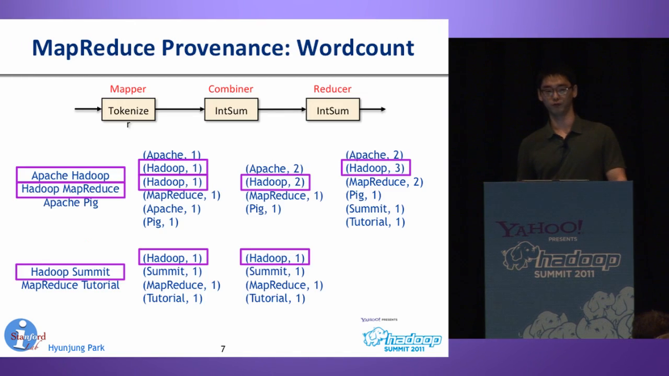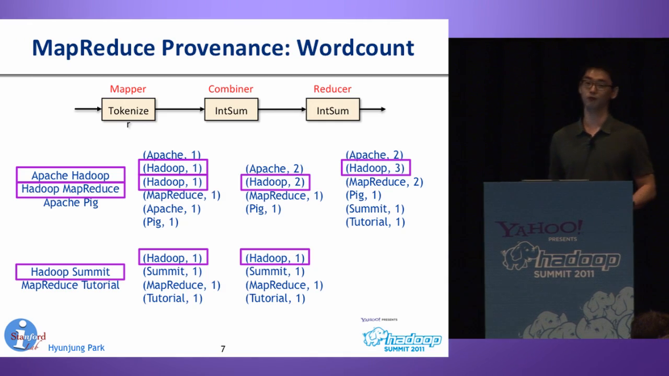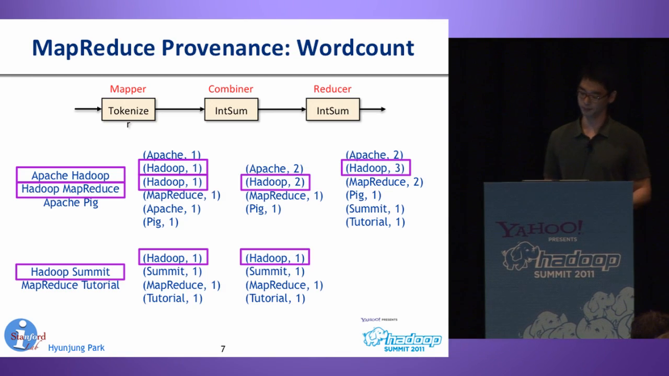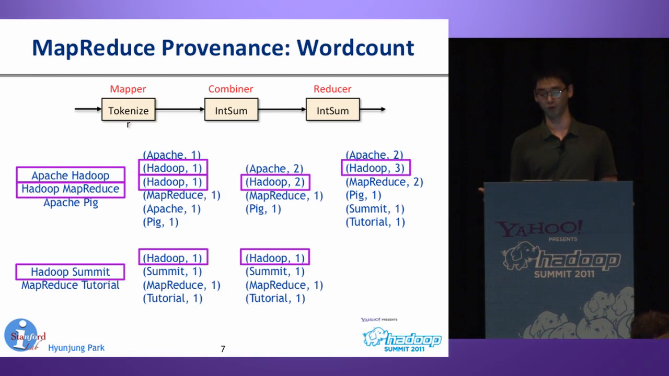That was a definition for MapReduce provenance, and here is an example using Wordcount. In Wordcount, each input data element corresponds to a line in the text file. We have two input files, one with 3 lines, the other with 2 lines. We apply the mapper to get a bunch of word, one key value pairs, and apply the combiner to get the aggregation for each file. And then finally, the reducer produces these 6 key value pairs, one for each unique word.